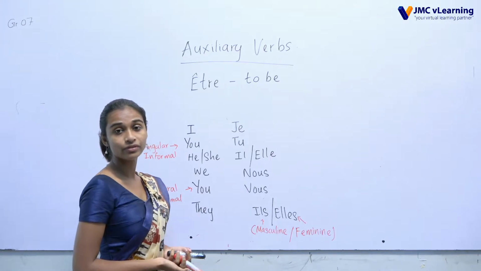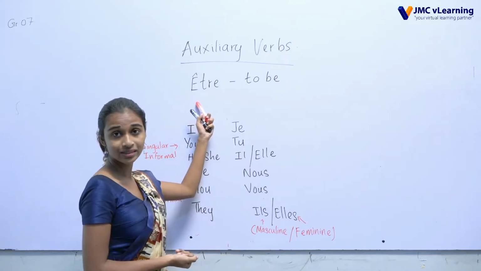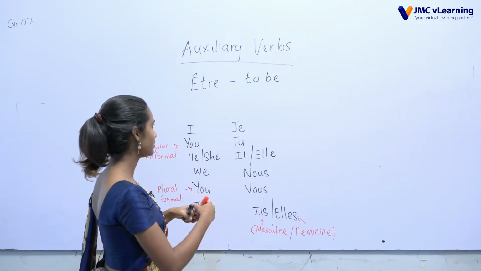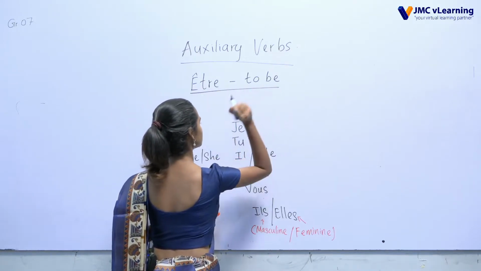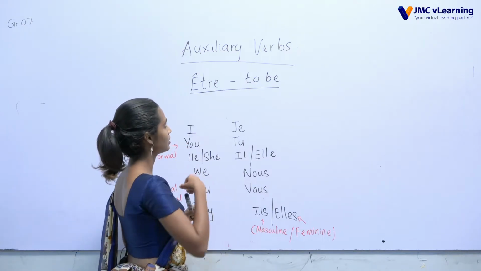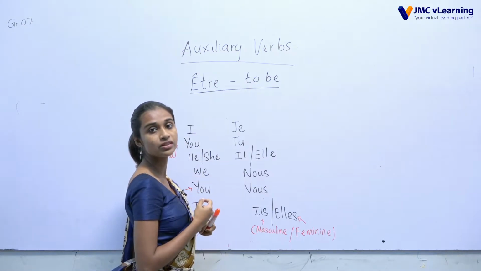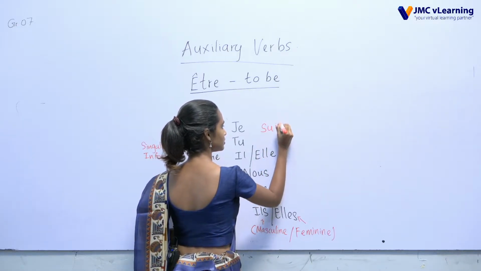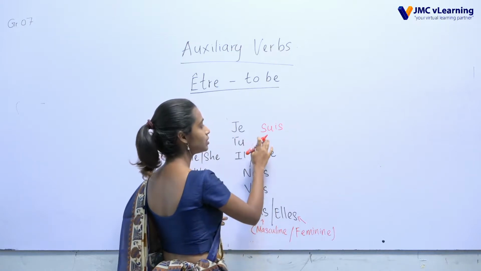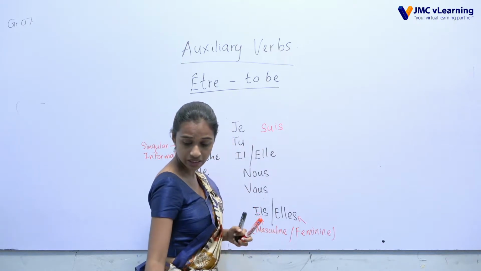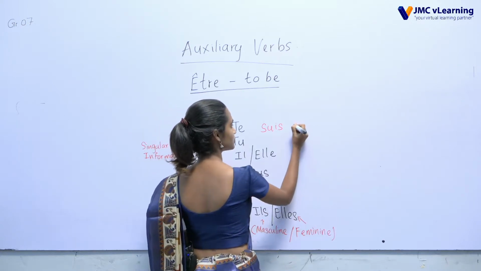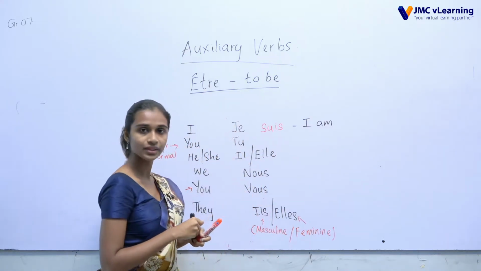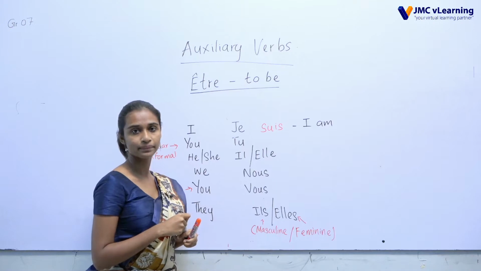Okay, now we have to learn how to conjugate this être verb according to these subject pronouns. So, when the être verb comes with je, it is conjugated as suis. Je suis. What does je suis mean? I am. Okay, I am.